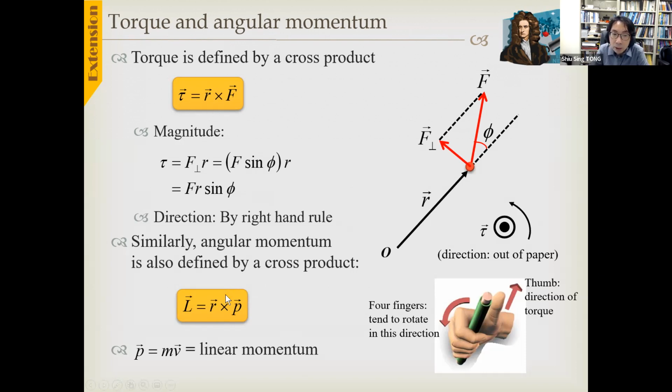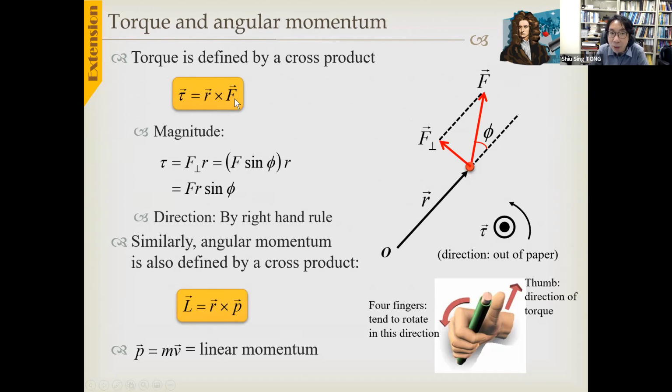Now, similarly, if I have angular momentum, I can define the angular momentum by a cross product between r and the linear momentum. I have r cross p, and it's defined exactly by the same diagram. Okay, r cross p gives you the angular momentum. Now, in short, whenever I meet an angular quantity, I define it with a cross product.